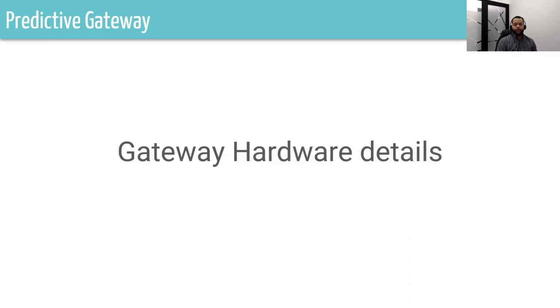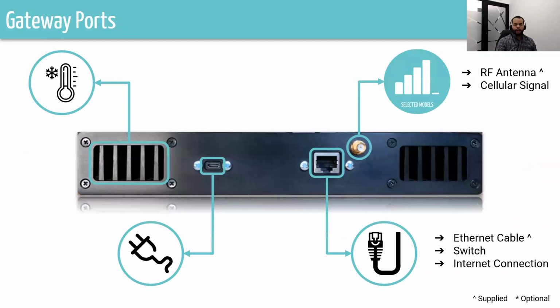Let's talk about now gateway hardware details. Here is a picture of one of our Gateway X model. This Gateway X model does provide an antenna with an embedded modem to provide 4G connection in case that the on-site connection is unstable or not available at the moment.